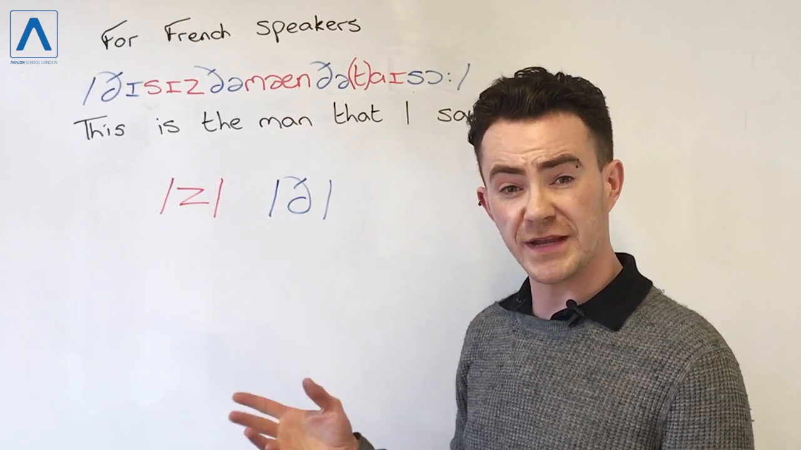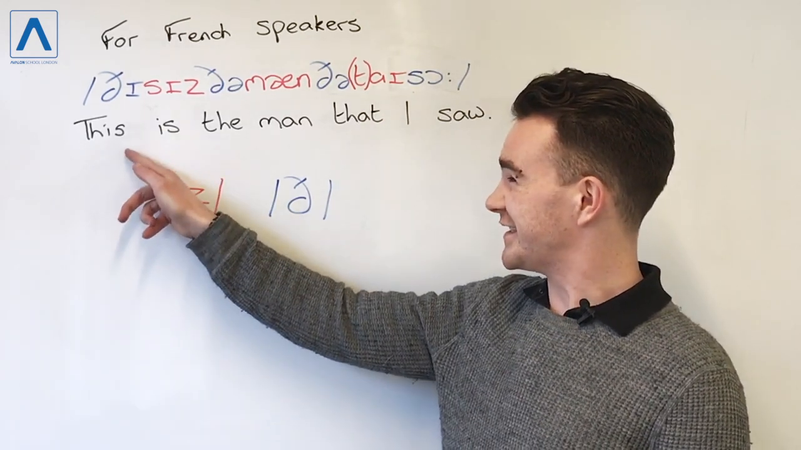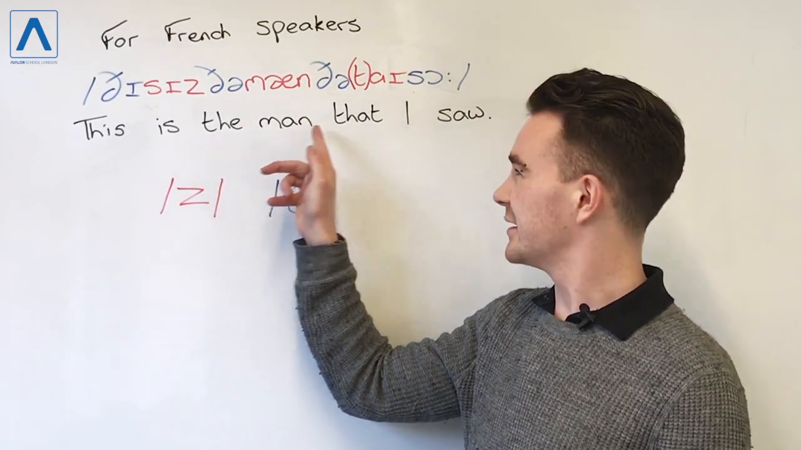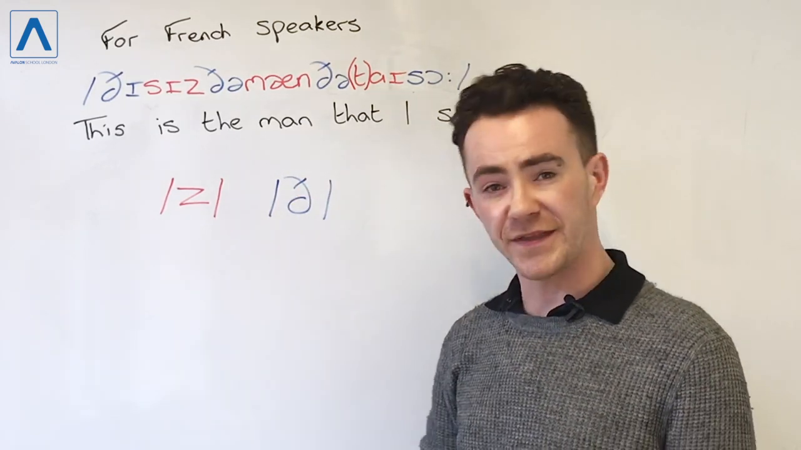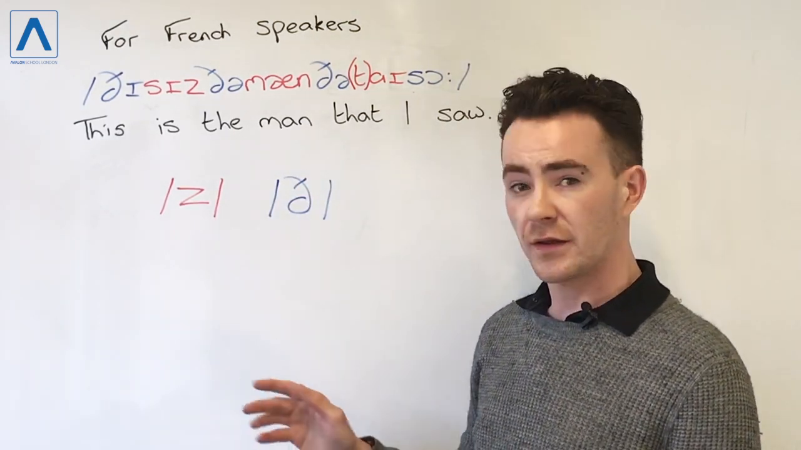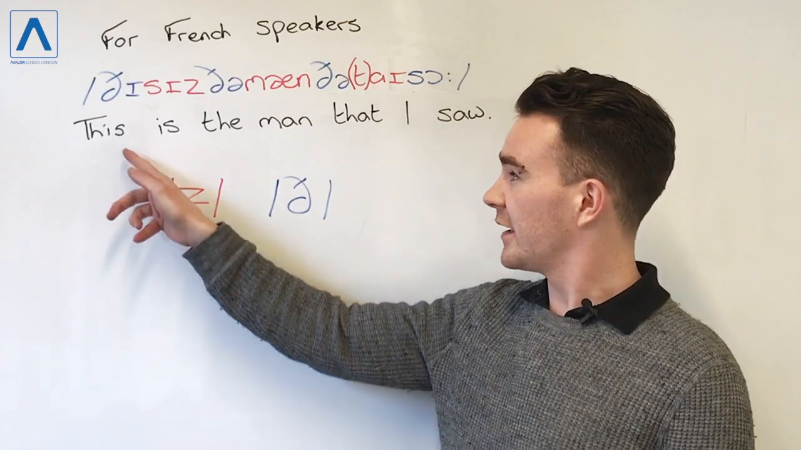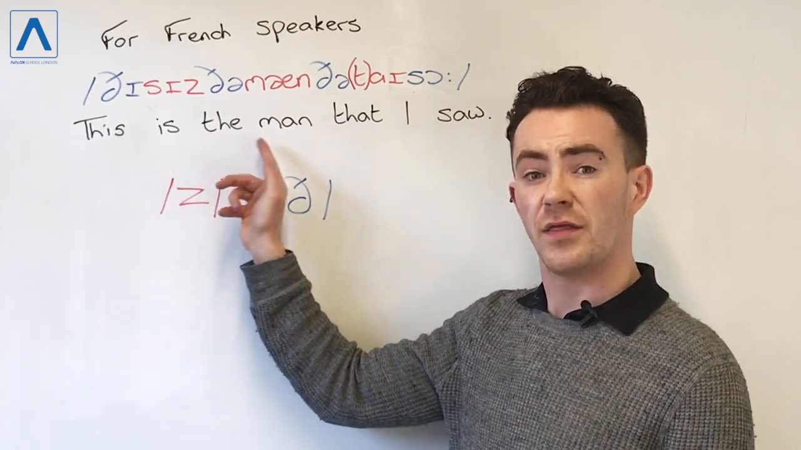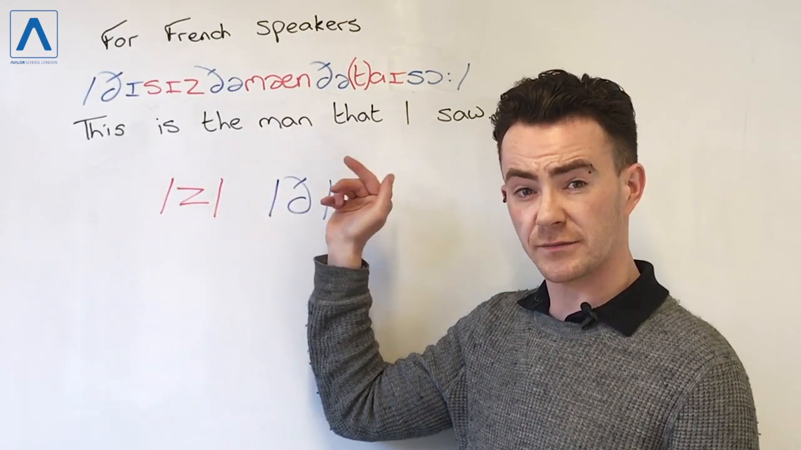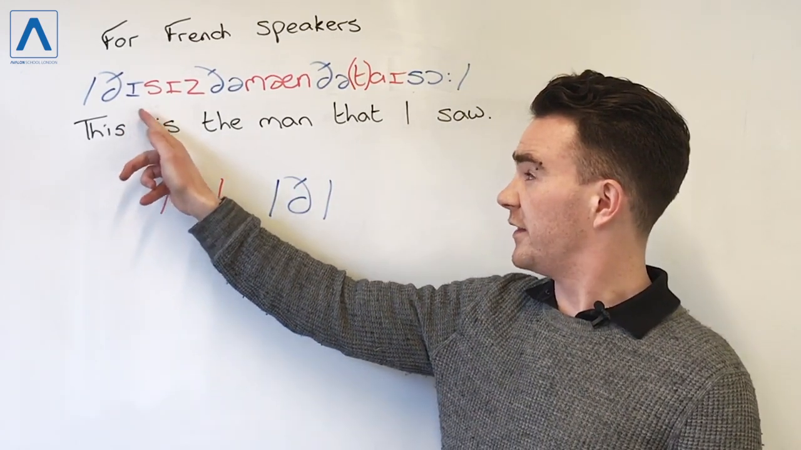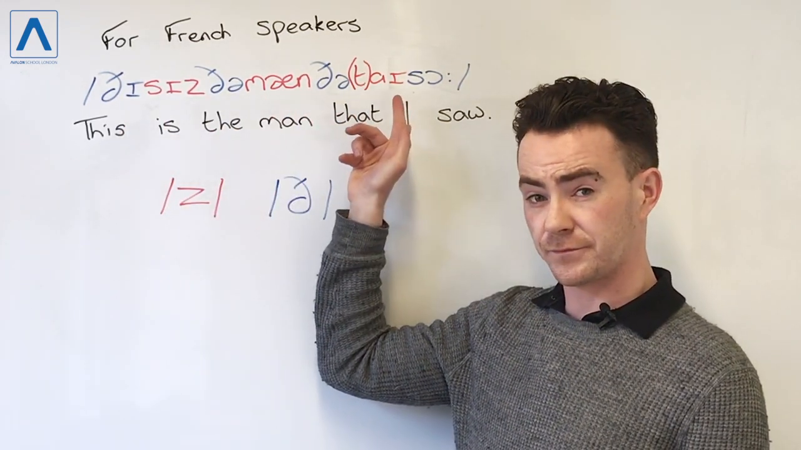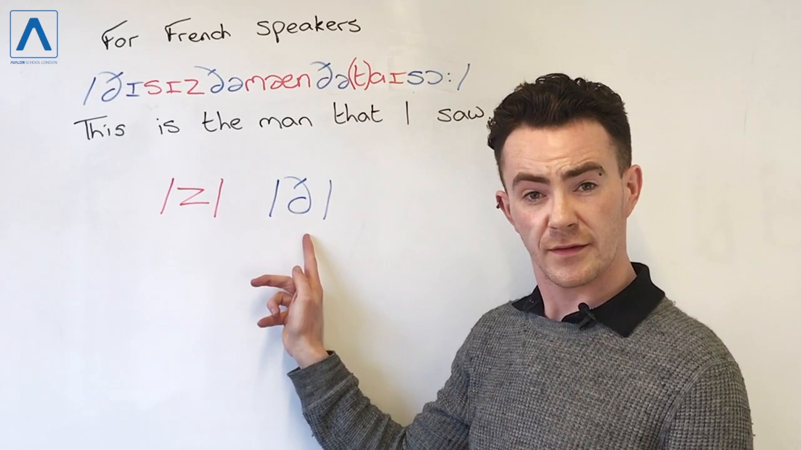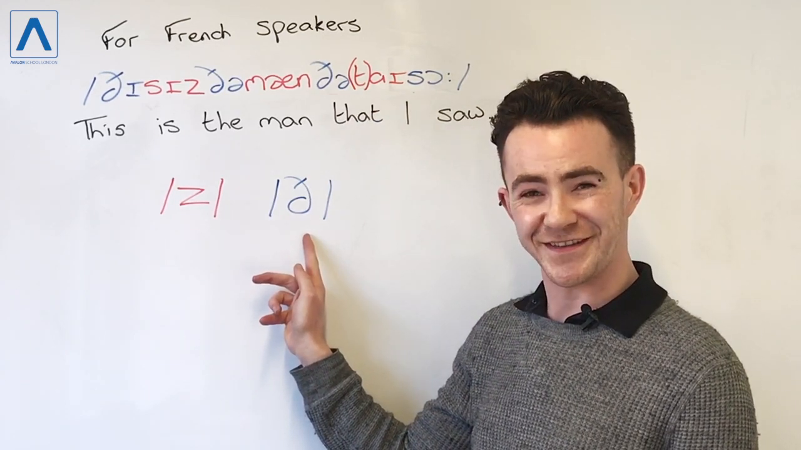Now, many French speakers might say, "Zis is ze man zat I saw." But that's not correct. The correct pronunciation is, "This is the man that I saw." This is the man that I saw. The "th", with your tongue just between your teeth there.